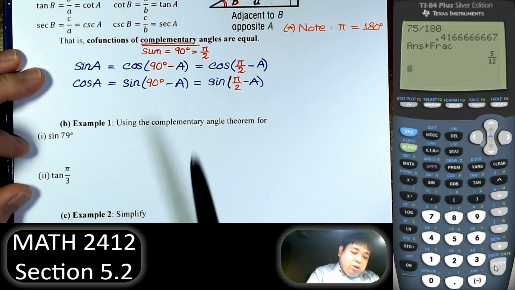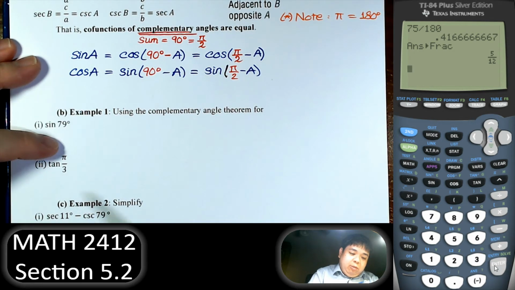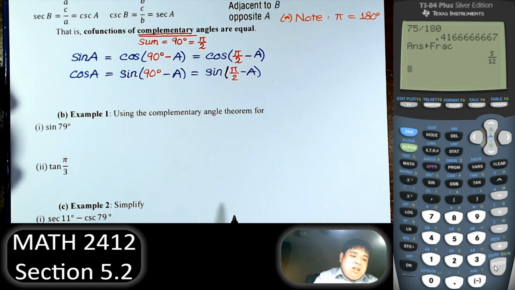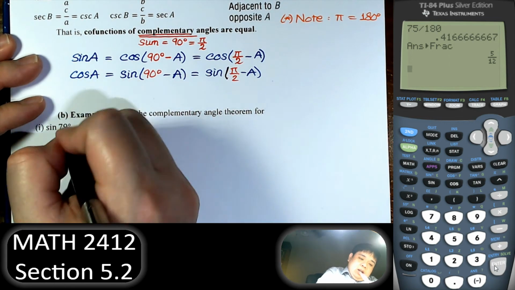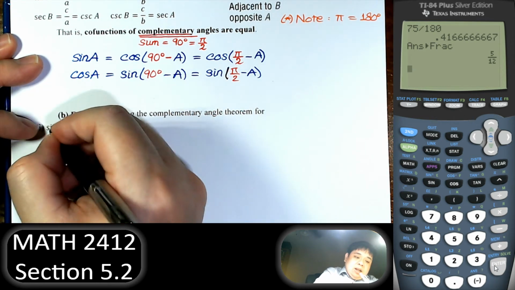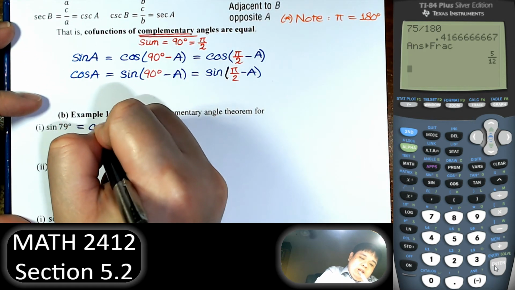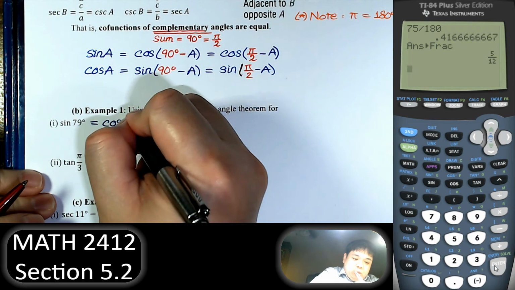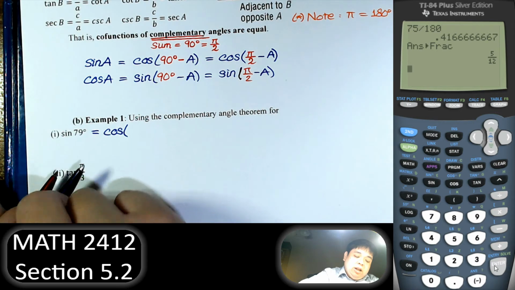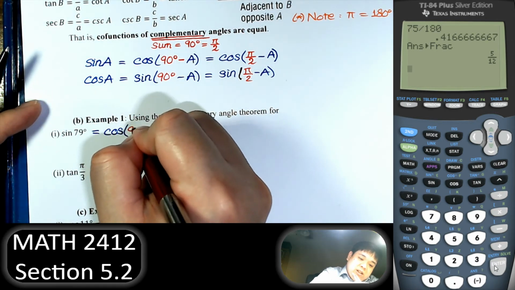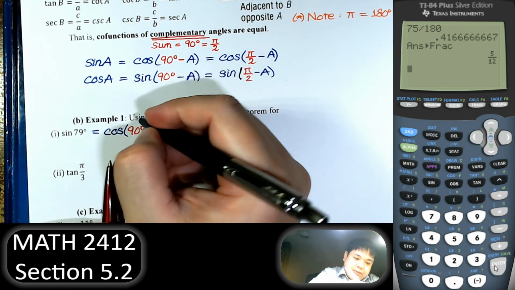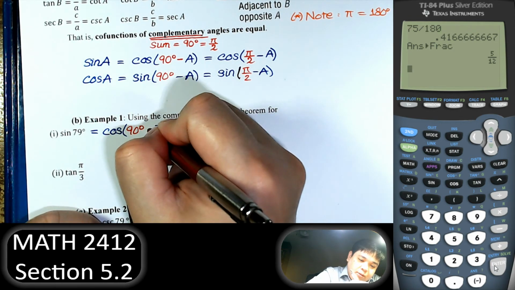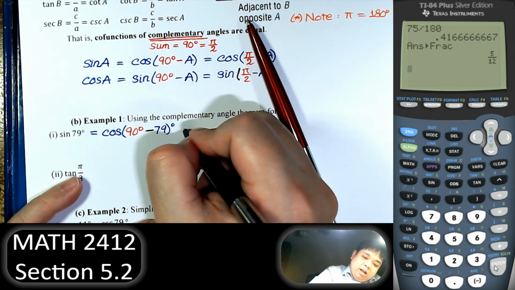Now, let's use that to write the complementary angle theorem, or we could say the co-function theorem. So we want to go from sine. The co-function of sine is cosine, and since we go from a function to a co-function, we have to subtract from 90 degrees. That is cosine of 11 degrees.